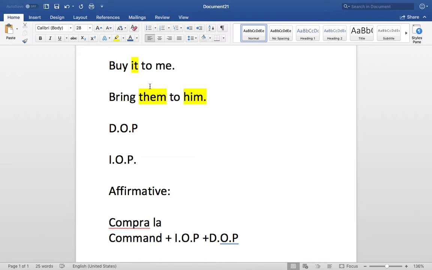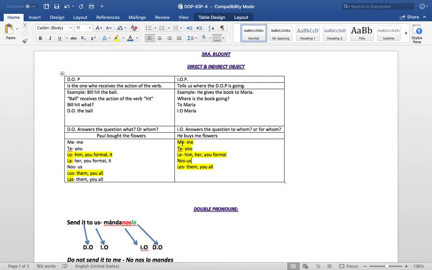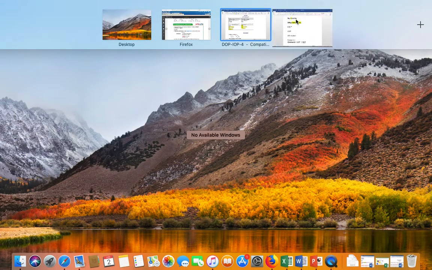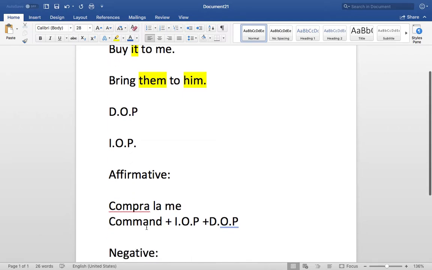Okay, to whom are you going to buy the sugar? To whom are you going to buy the sugar? That's the indirect object pronoun, right? So you're going to buy it to me, right? Okay. Now, according to the formula, you need to have command, you need to have indirect and then direct.